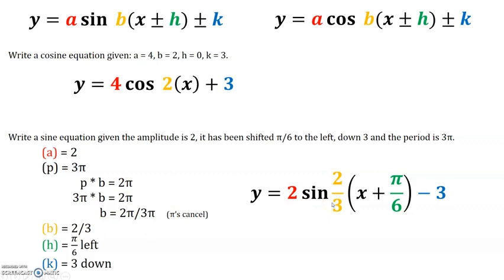And the thing I have to think about is remember that I know it's pi over 6 to the left, so it has to be the opposite sign, so that's why it's a plus pi over 6 here.